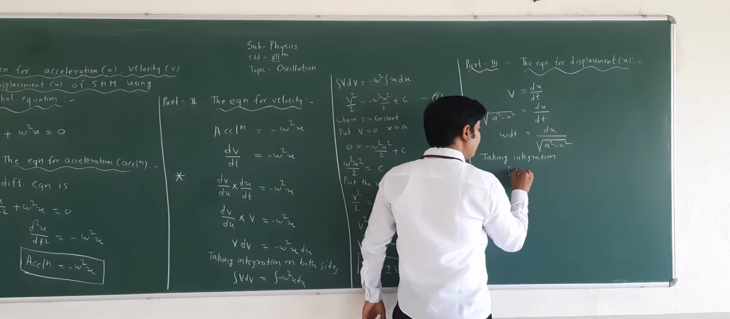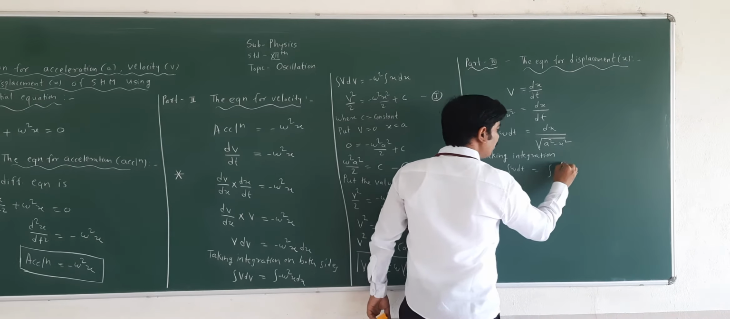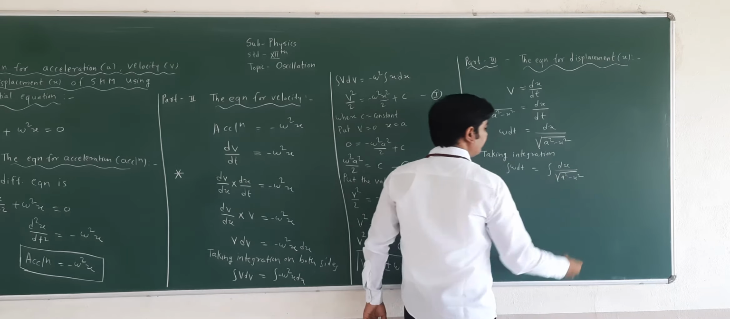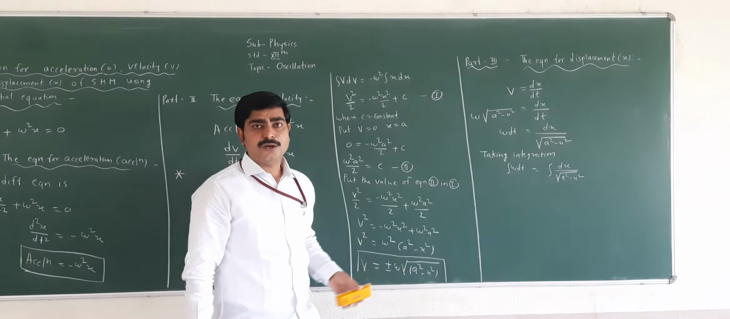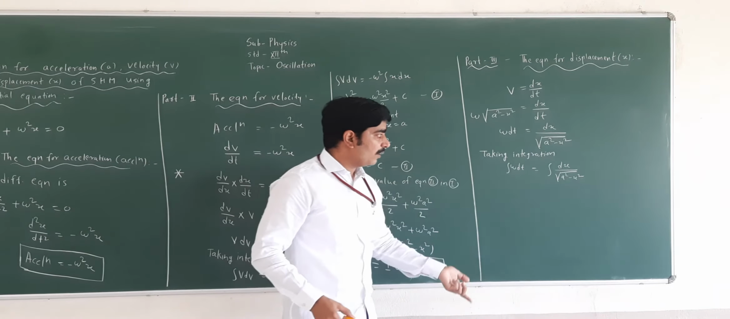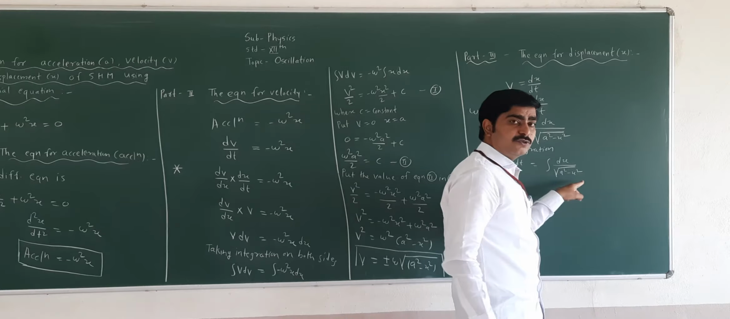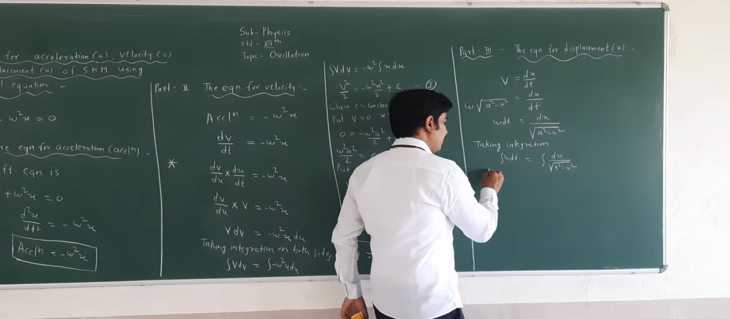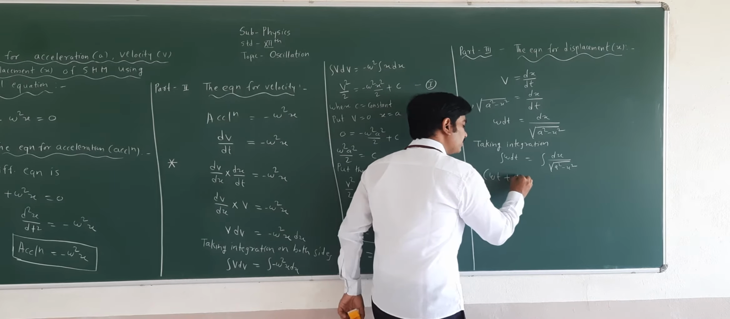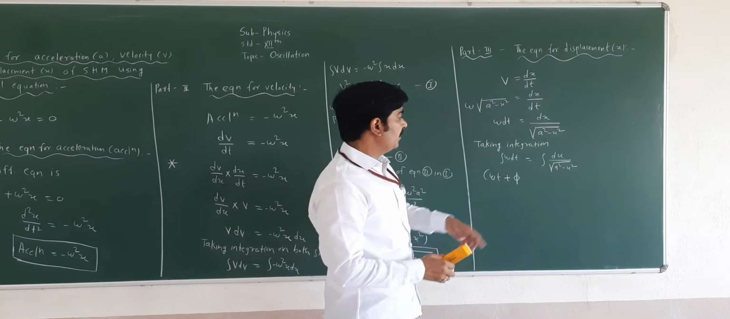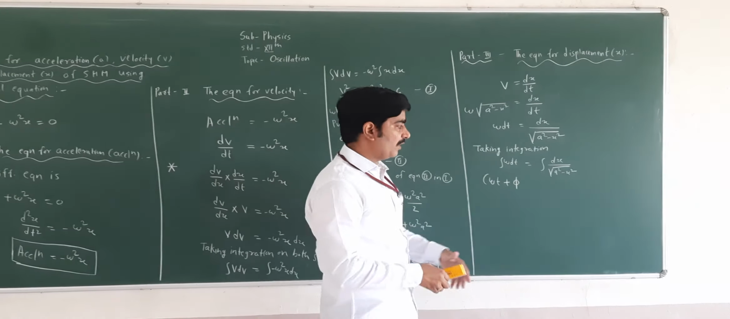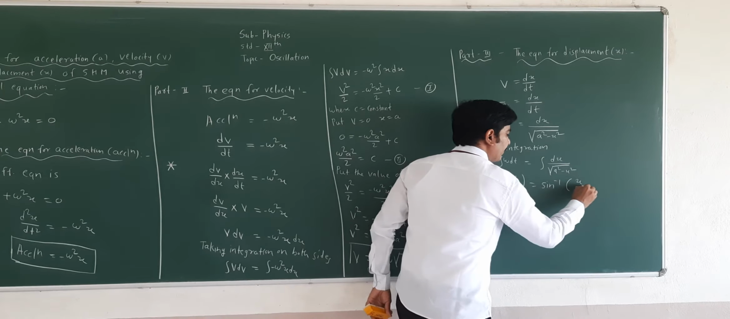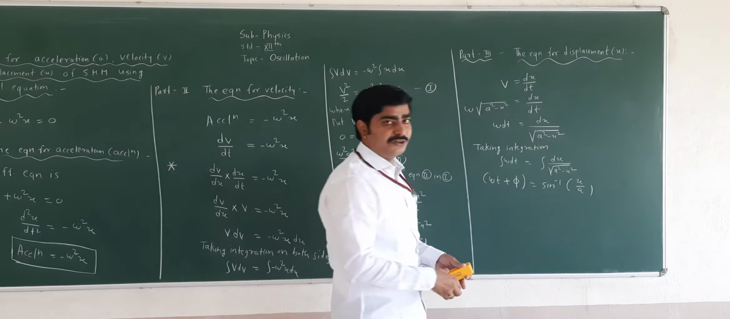So integration of omega into dt is equal to integration of dx upon under root a square minus x square. In mathematics, we have studied the formula: integration of 1 upon under root a square minus x square is sin inverse x by a. So here we are going to write omega t plus phi. So integration of dt is omega t plus phi, we should take the constant, is equal to sin inverse x by a. So this is the mathematical formula of integration.